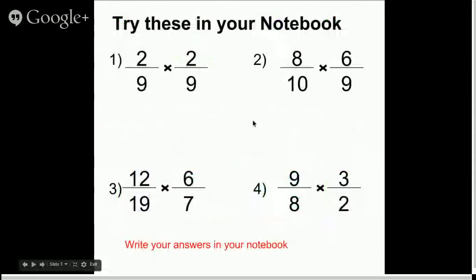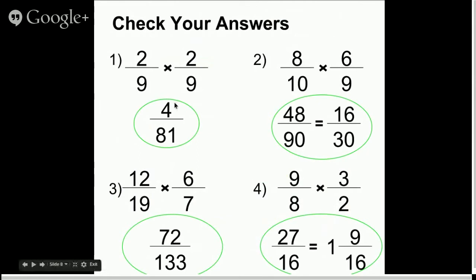Do these 4 in your book. Go ahead and pause it. Okay, the correct answers are 4/81. I cannot get this any simpler. So 2 times 2 is 4. 9 times 9 is 81. 4/81.